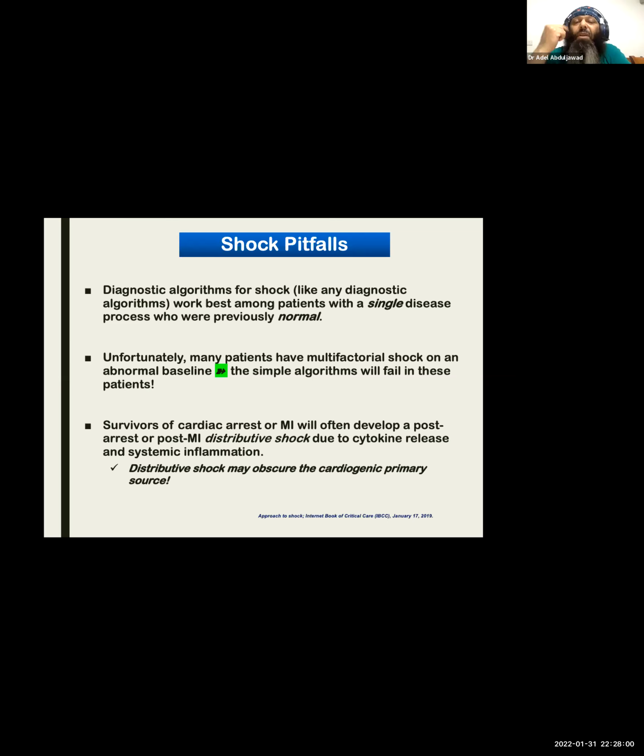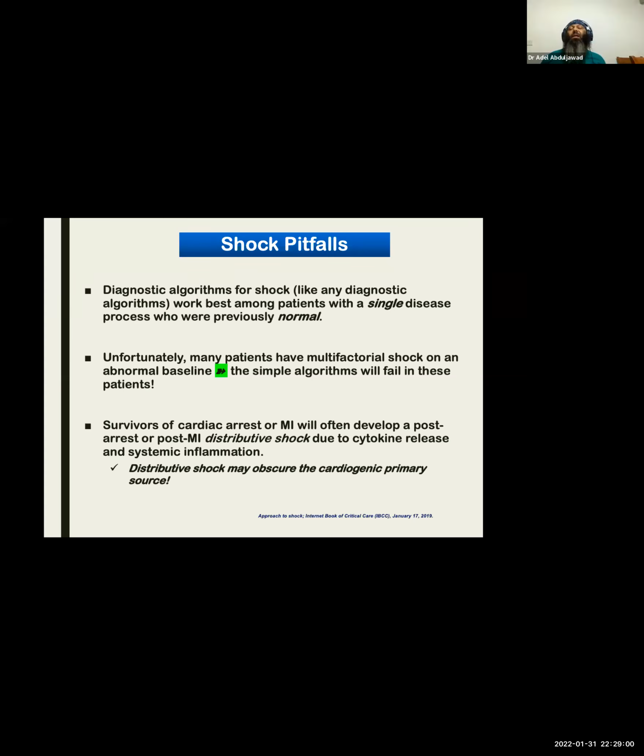But unfortunately, when you have a patient with a multifactorial or combined shock state, or a baseline comorbid patient, the simple algorithm you like will eventually fail in these patients. I have to make an important statement because we face it many times, especially in survivors of cardiac arrest, post-stroke, or patients who develop STEMI or occlusive MI. Those usually, when they develop the MI or the cardiac arrest and get resuscitated, develop what we call post-arrest or post-MI, a type of distributive shock. Despite it being primarily cardiogenic, here there is another type of shock, which is the distributive shock.